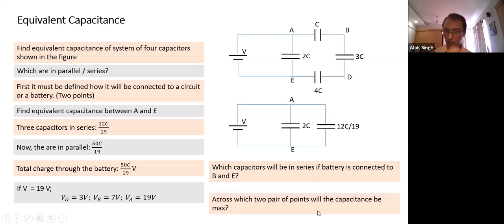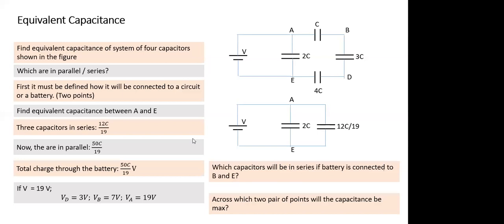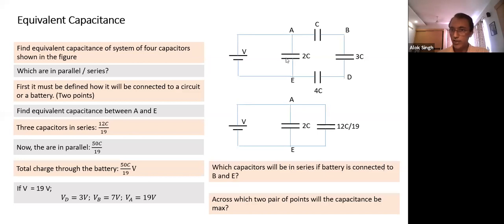If I ask one more question, can someone answer based on understanding so far? Across which pair of points will the capacitance be maximum? I can connect across AB, AE, ED, BD, diagonal. Across which two points should I connect so that capacitance is maximum? Can anyone think of a reason how the capacitance will become maximum? All four should be in series, right? They're already connected like this, ABCD. My choice is only any two combination of points.